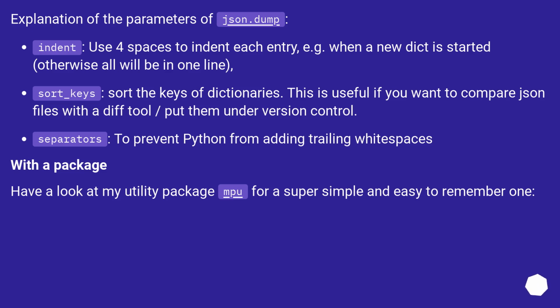Sort_keys: sort the keys of dictionaries. This is useful if you want to compare JSON files with the diff tool or put them under version control. Separators: to prevent Python from adding trailing white spaces. With a package: have a look at my utility package mpu for a super simple and easy to remember one.